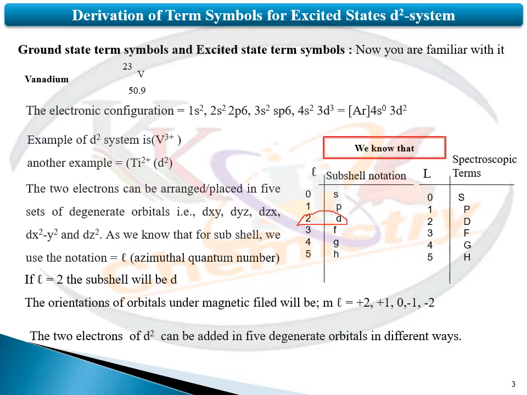Here by the ML value we mean plus 2, plus 1, 0, minus 1, minus 2. When the d subshell is placed under a magnetic field, it is oriented into different directions, that is plus 2, plus 1, 0, minus 1, minus 2. Now we are going to construct a pigeonhole diagram, showing how we can place the electrons in different ways.